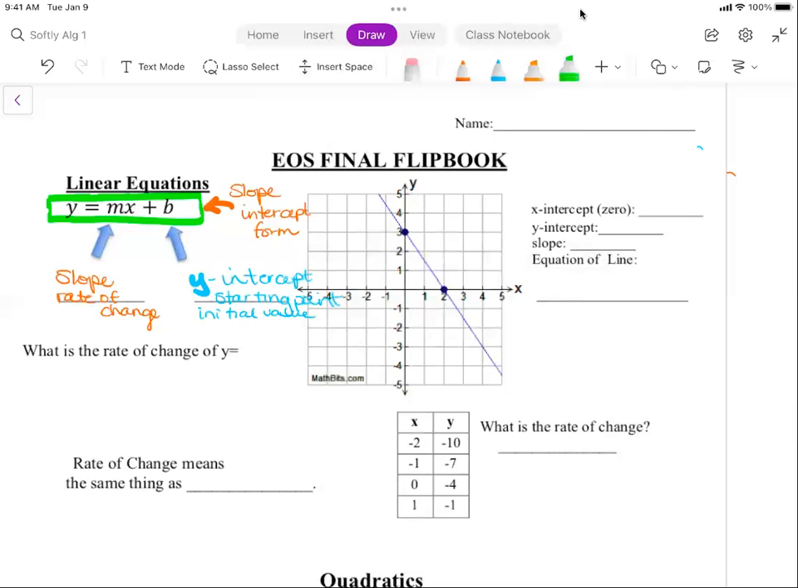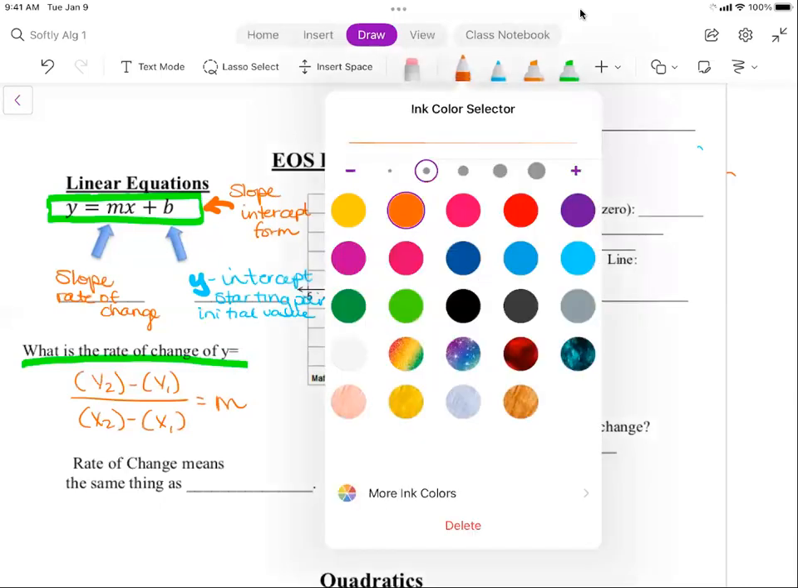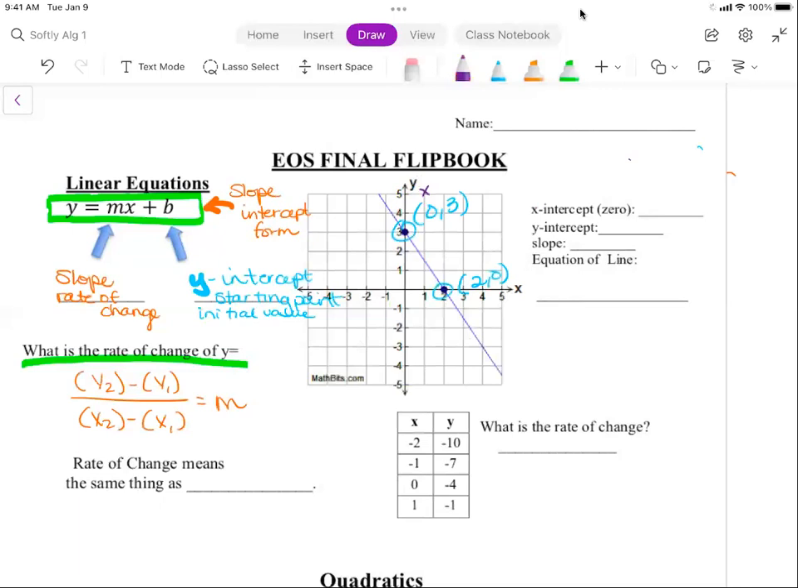Right here, it says, what is the rate of change? This is our formula. We've got to remember, we've got y2 minus y1 over x2 minus x1. This is going to give me my slope. When I'm saying y1 and y2, remember, I have ordered pairs right here. This one is (0, 3). This one would be (2, 0). And what you've got to remember is that this is x1, this one is y1, this one is x2, this one is y2.